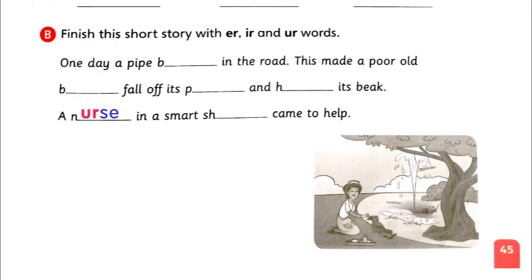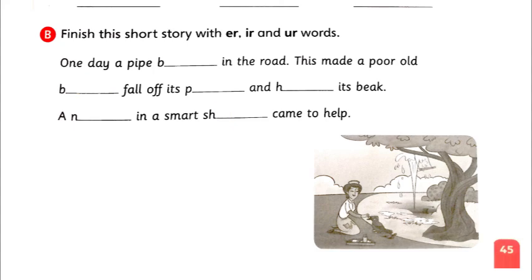In a smart sh, S-H, no, S-H, the sound is sh. So what is the sounding word we can write here? S-H-I-R-T, no, shirt, S-H-I-R-T. So you can hear the sound in the word shirt. Came to help. Right, children?